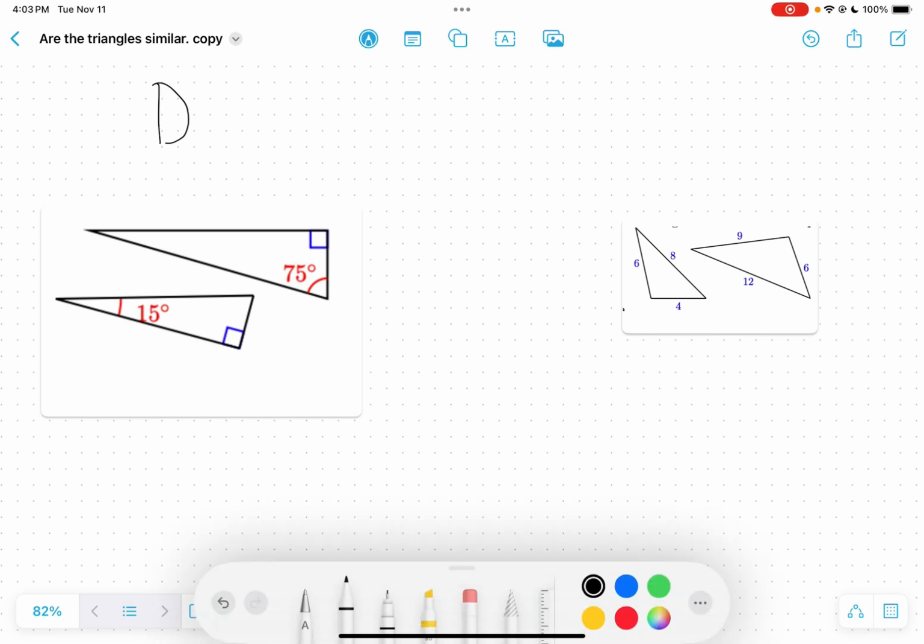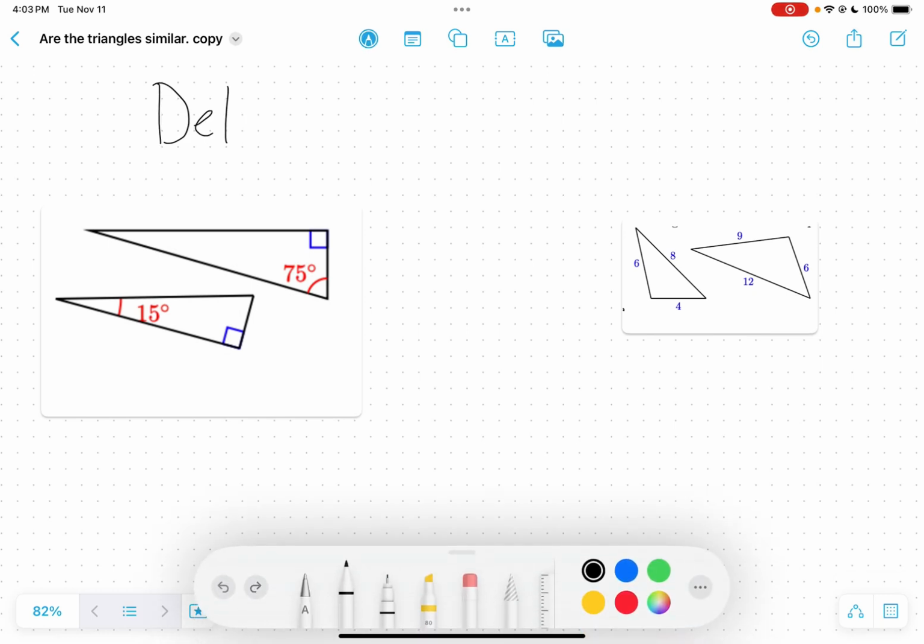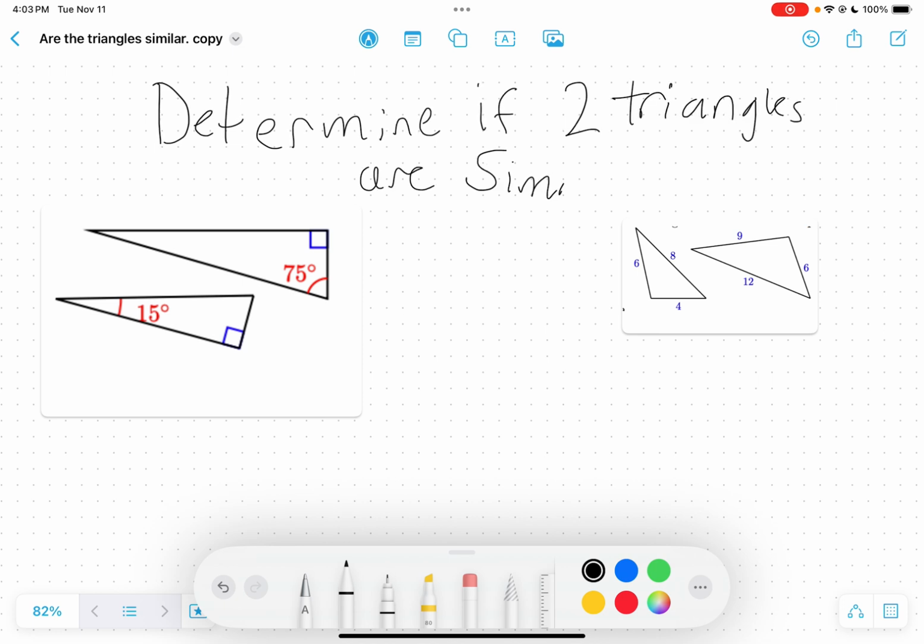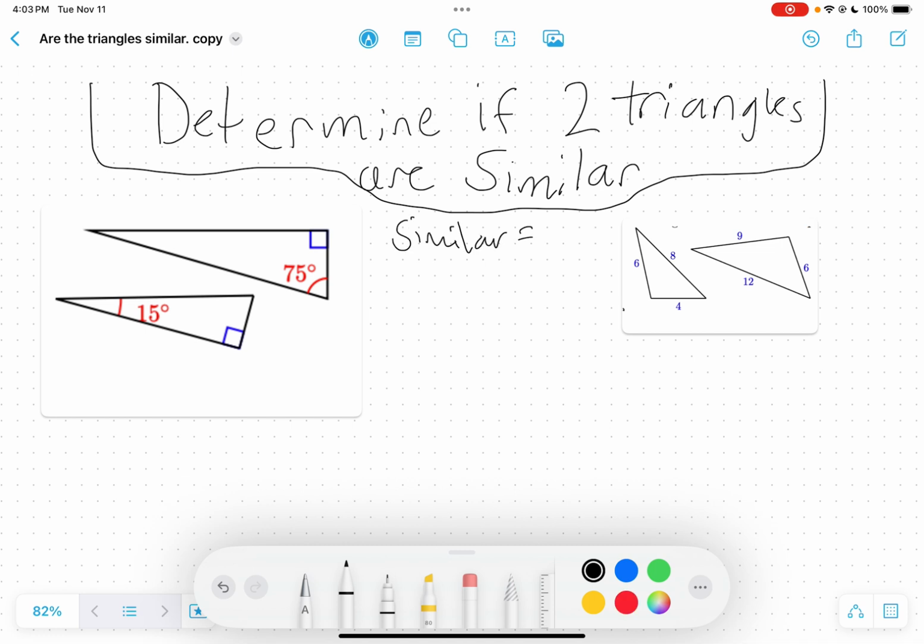Okay, so for this lesson, we're going to focus on how to determine if two triangles are similar. So just to review, we know that similar means the same shape but a different size. That's kind of the concept of what similar means. There's a more specific definition, but for now we'll think of it as same shape, different size. So there's two main ways that we're going to check if two triangles are similar.